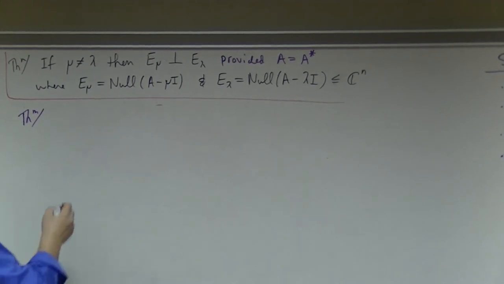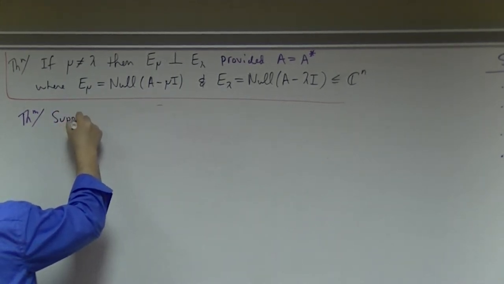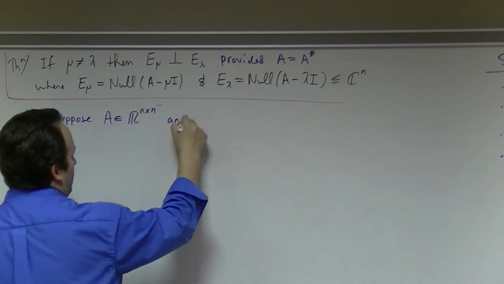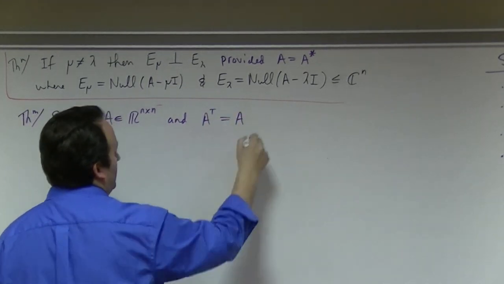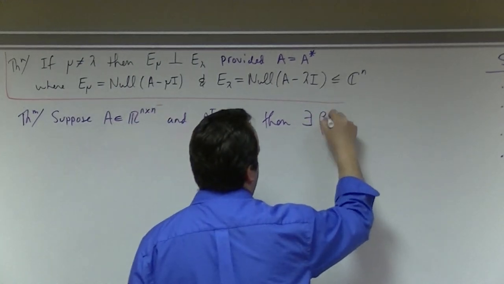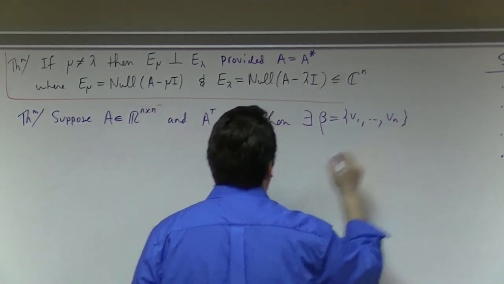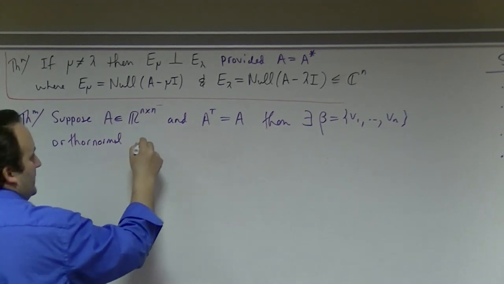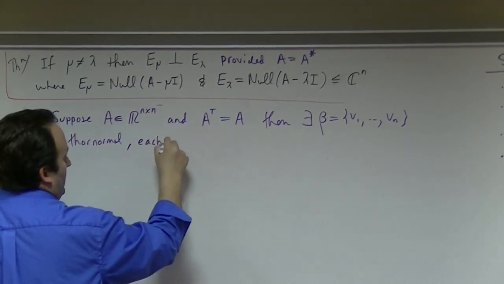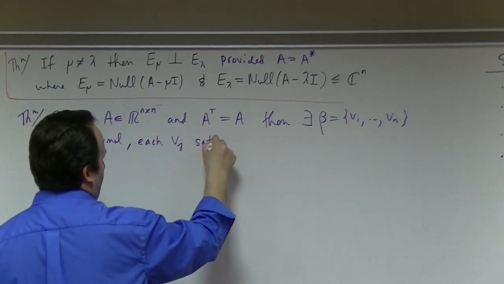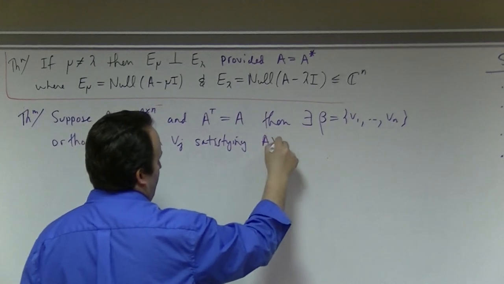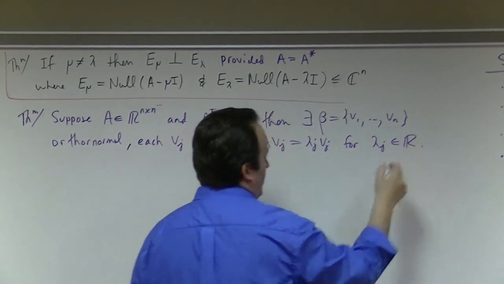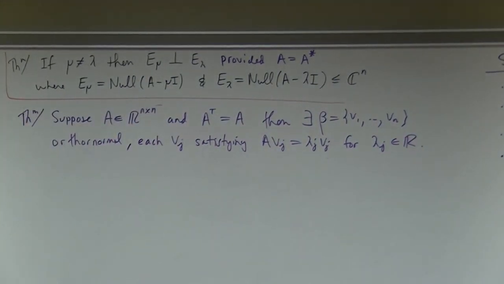And so I'll keep it real this time. Suppose A is an element of R^(n by n), and A transpose is equal to A. Then there exists an orthonormal basis v1 through vn, each vj satisfying A vj equal to lambda j vj, where lambda j is in the reals. In other words, there exists an orthonormal basis of eigenvectors for a symmetric matrix.